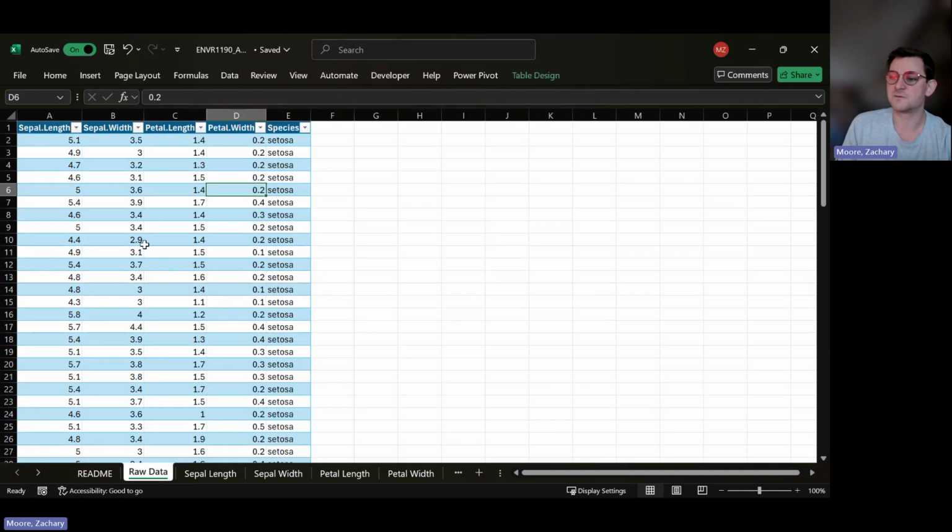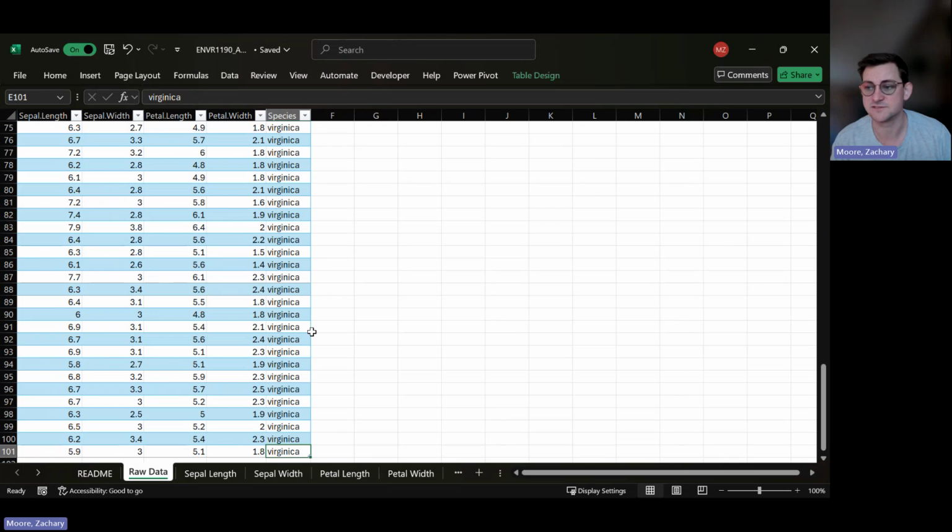Now, this is what that raw data set looks like. So you can see we have a species, and we have 2 of them. So we have species setosa, which is Iris setosa, and we have species Iris virginica.